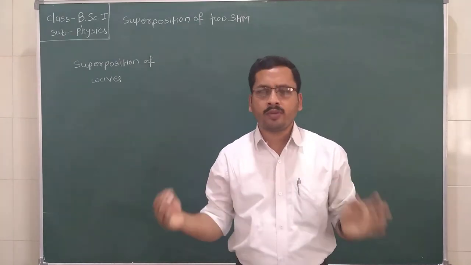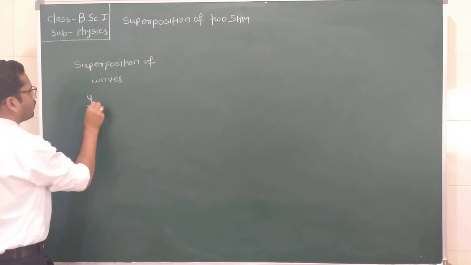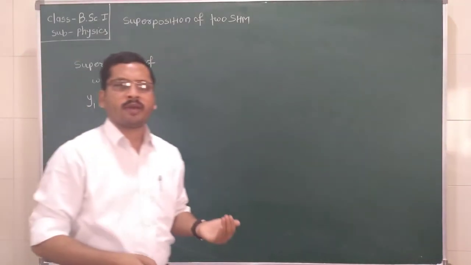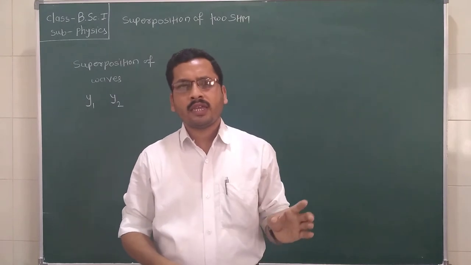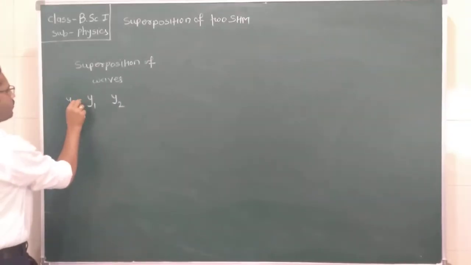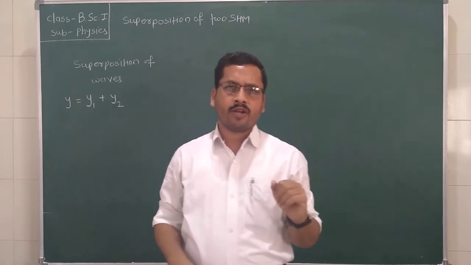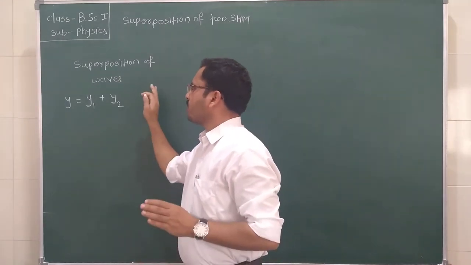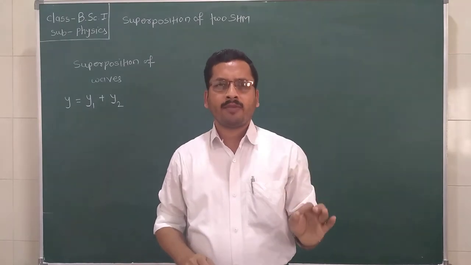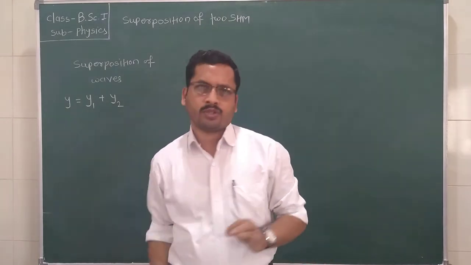Suppose two simple harmonic motions arrive at a point simultaneously, and the first gives the displacement of the particle as y1 and y2 is the displacement produced by the second. Then due to the superposition, the resultant displacement y is the vector sum of the two displacements y1 and y2. Therefore, y is equal to y1 plus y2, where y1 is the displacement due to the first simple harmonic motion and y2 is the displacement due to the second.